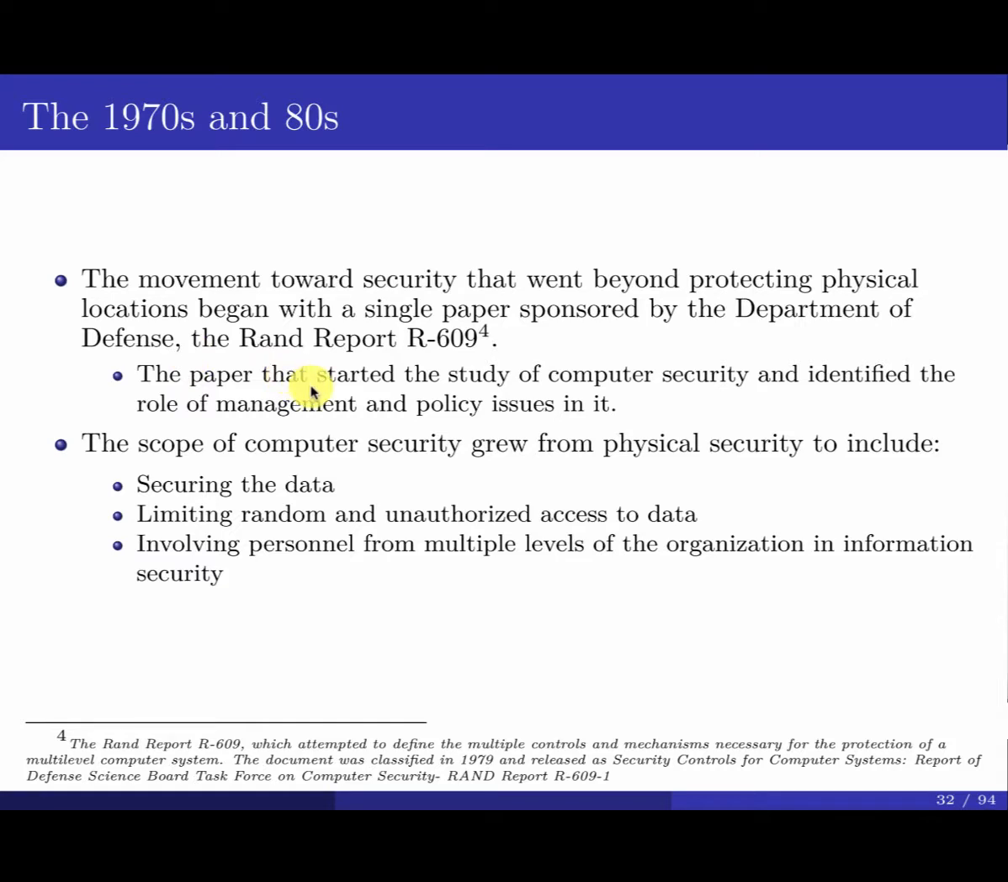With this recommendation, they started looking at ways to study computer security and identify, for example, the roles, the management, and the policy issues in it. In other words, we have to handle different risks. We have a remote user trying to access the system, and protecting the physical location is not enough. We need to do more. So the scope of computer security expanded beyond protecting the physical location. Now we need to add something else. We need to secure data and also limit random and unauthorized access to the data. We need to figure out who can access what, because you have a remote user that's going to log in and try to remotely access the data here.